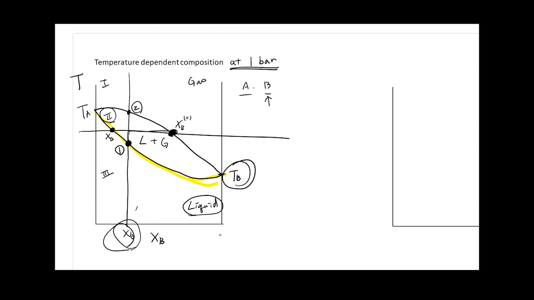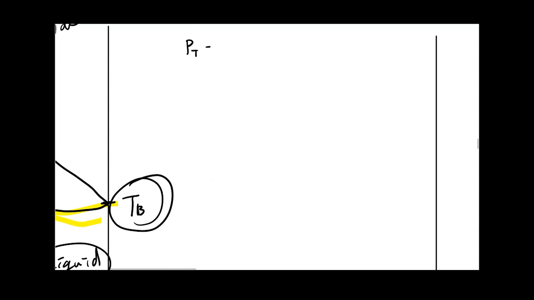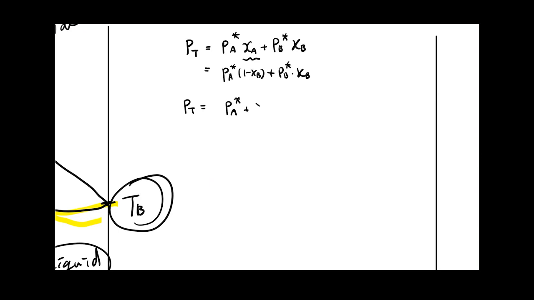So how do you calculate your P total? P total, again, we know, is PA star times XA plus PB star times XB. We can replace my XA with 1 minus XB, plus PB star times my XB. So eventually I get P total equals PA star plus XB times my PB star minus PA star. The only thing that's different here is that P total is a constant, because we plot these things at a given pressure. In this case, it's just equal to 1.